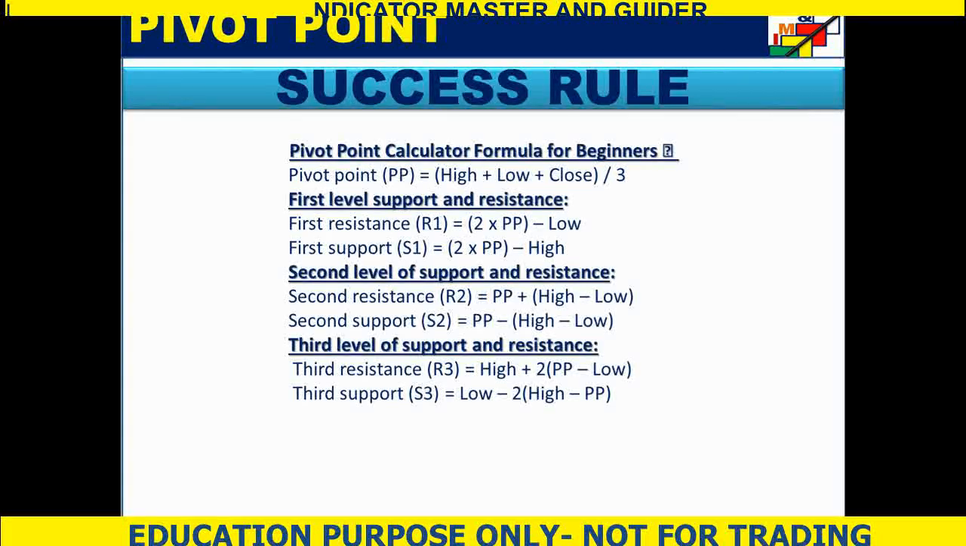Pivot point calculation, I have simply given in that first line. Pivot point PP equals high plus low plus close divided by 3. That's the pivot point. The rest of the calculation is available on the internet. You can see it on this slide: how we arrive at R1, R2, R3, and in the same way the first support, second support, third support. That calculation is also available.